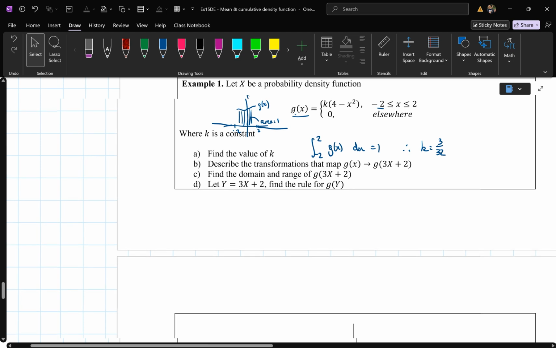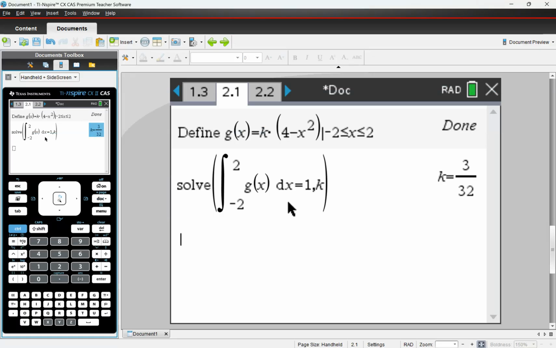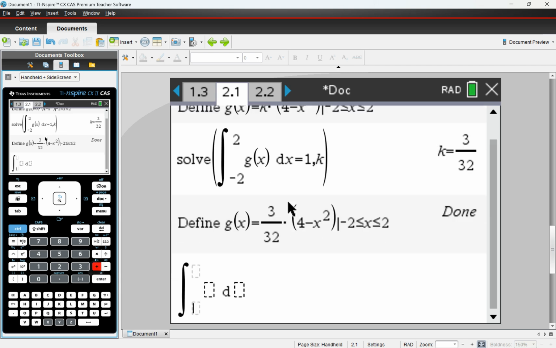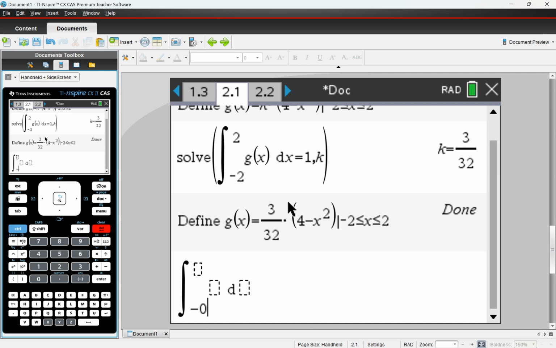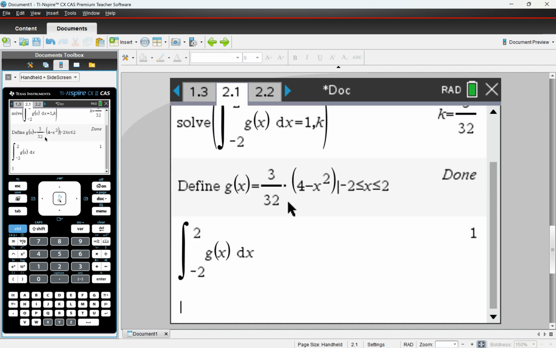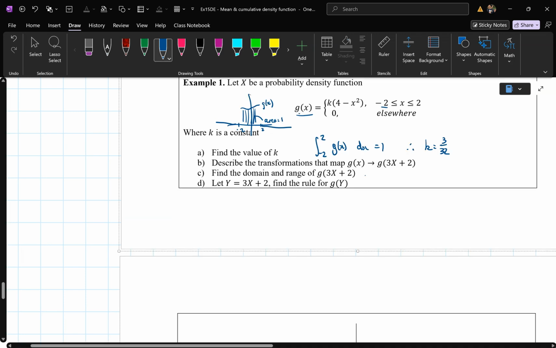Okay, you can do the integration if you wanted to, by hand or by CAS. So now we got k. So I'm just going to go back and change k. So k is currently 3 over 32. Okay, so that means if I find the integration from negative 2 to 2 of g of x dx, it should equal 1. Great. Next one, describe the transformation that maps this g of x, and this is what I want.